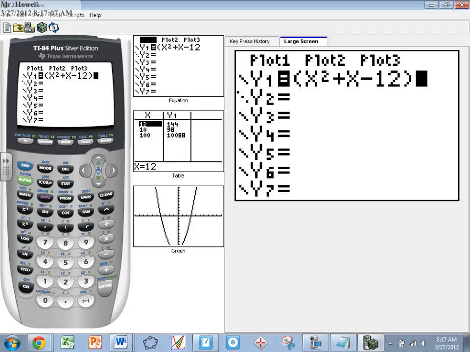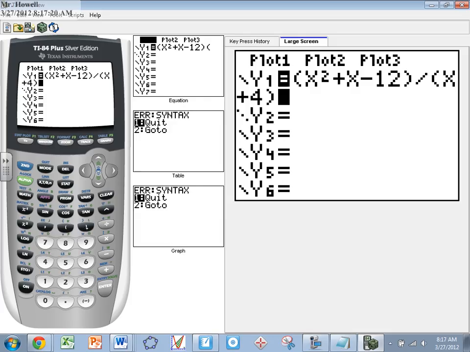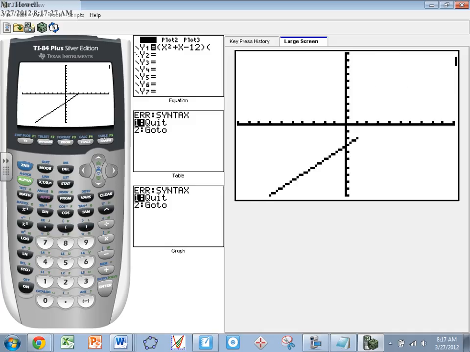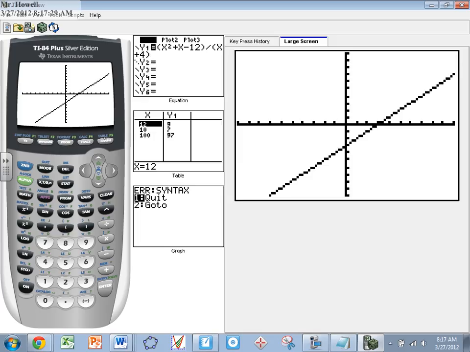Now, notice, by the way, already, isn't that a parabola? My graph already started graphing a parabola because the denominator's not there. So that denominator has a big effect on the problem. And it was just x plus 4. Okay, and then I hit graph. It gave me a syntax error because I had the times there, but let's take a look at it now. Here's my line, right? That's what everybody saw so far.